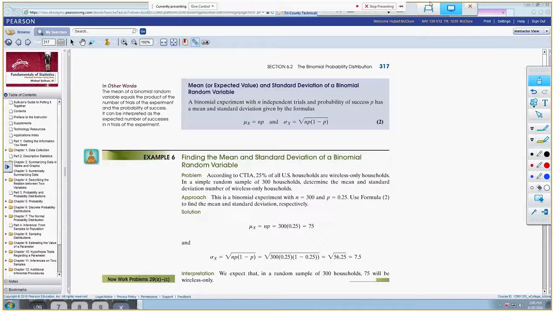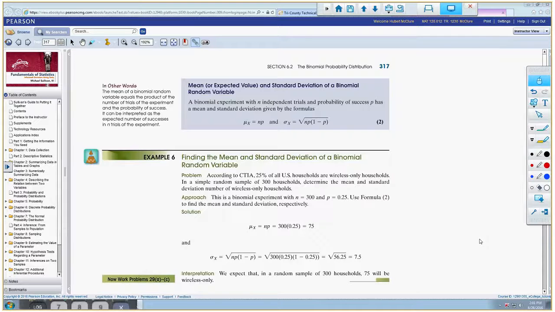Okay, and that's how you do 1 minus p is equal to q. Now you can say n times p times 1 minus p, or you can say n times p times q. I like to say npq because I don't have to say all that other stuff. So, to get the mean, you multiply 300 by 0.25, which is 75. Then you take 75 and multiply that by 0.75, which is 1 minus 0.25, and you take the square root of that, and that's 7.5.